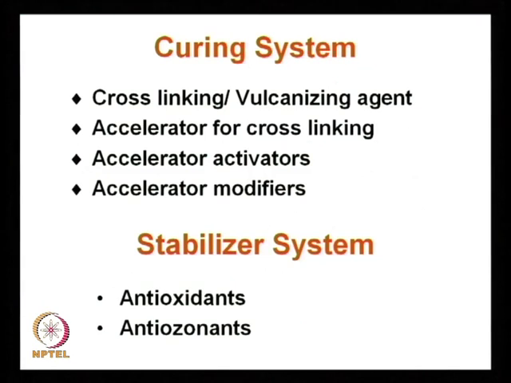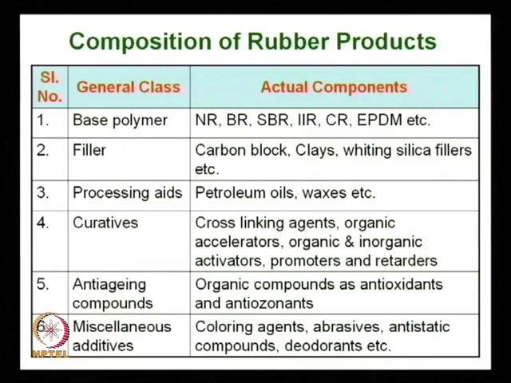Then stabilizer system, one is antioxidant and the other is antiozonants. Normally, these two classes of stabilizers are used in rubber products. Then let us look into the composition of rubber product. So, general classes in these compositions are base polymer. I have already mentioned the names, few names are shown here in this slide. Then fillers are carbon black, clays, whiting, silica fillers, etc.